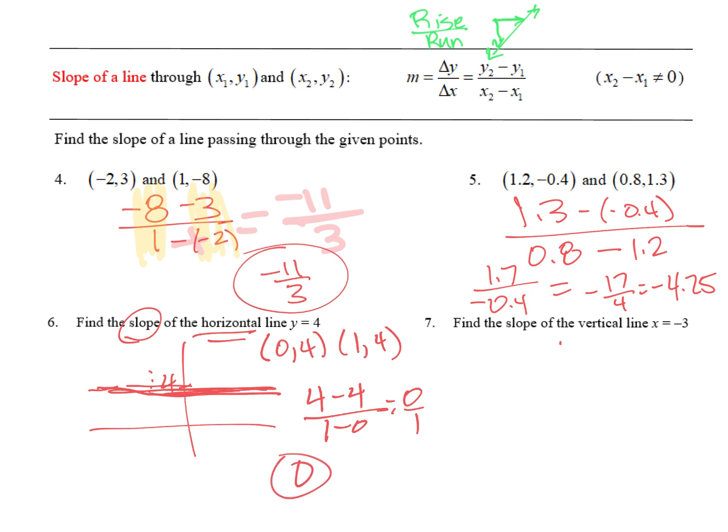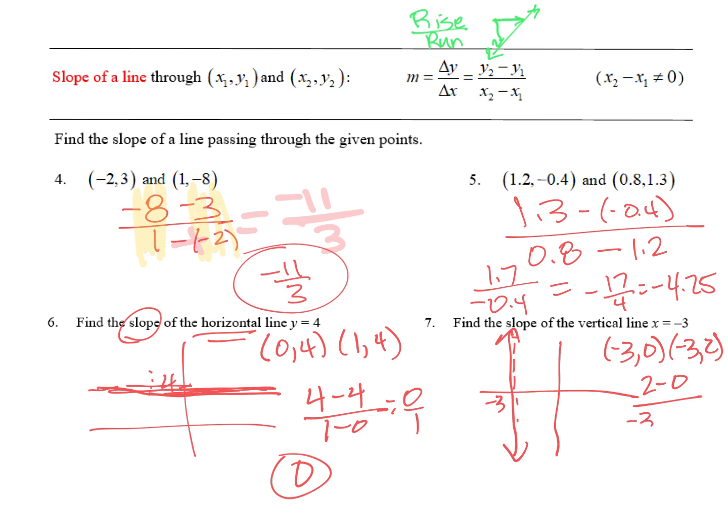Now let's think vertical lines. The slope of a vertical line, again, vertical line, this is negative 3. Every point on here has an x value of negative 3, so let's say negative 3, 0, and negative 3, 2. Now when I subtract 2 minus 0 over negative 3 minus negative 3, that gives me 2 over 0. Well, I can't divide by 0. There is no such thing as dividing by 0, so this is undefined. So the slope of a vertical line is undefined.